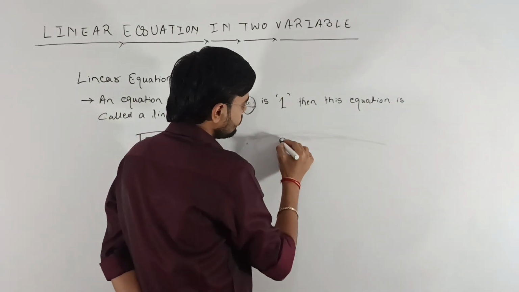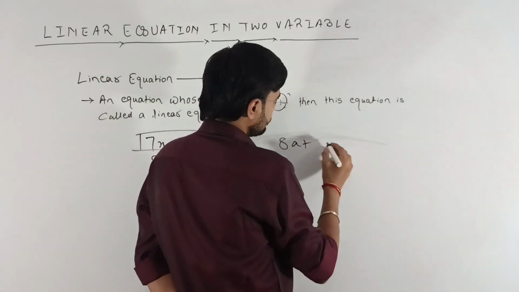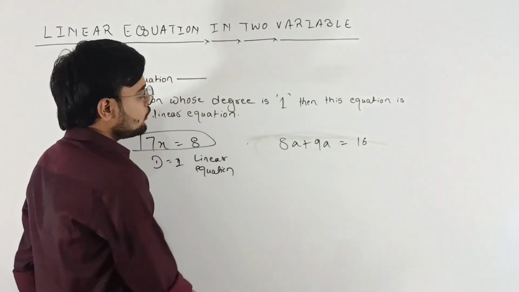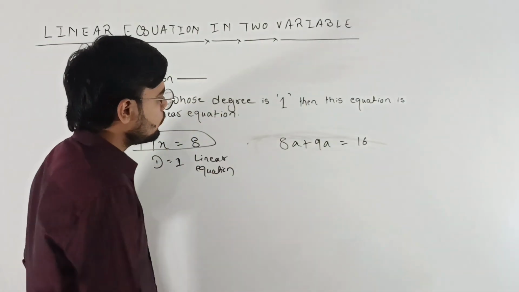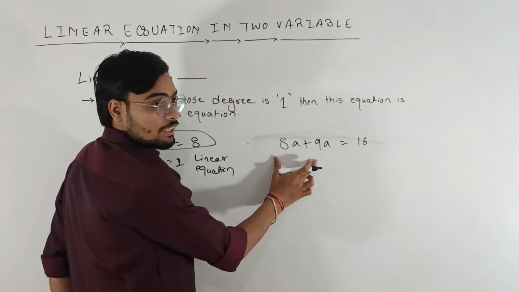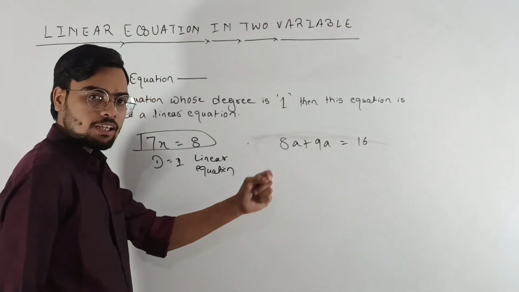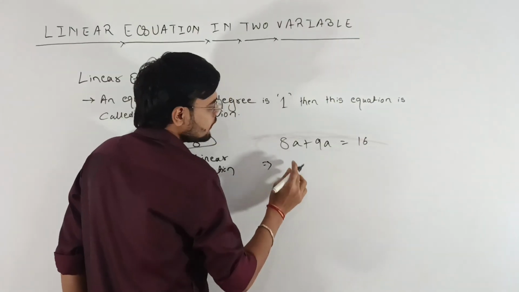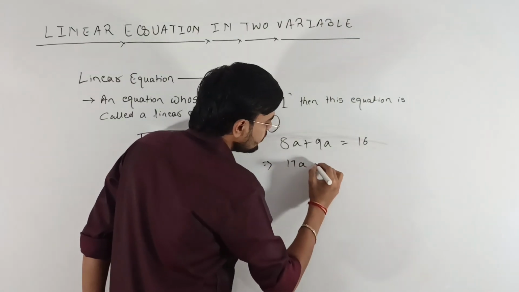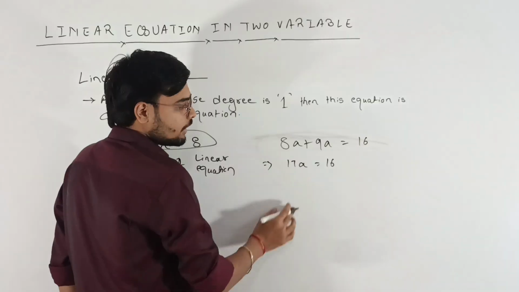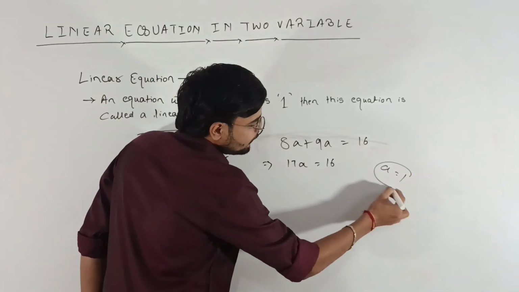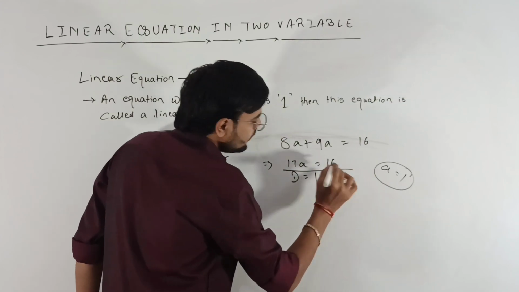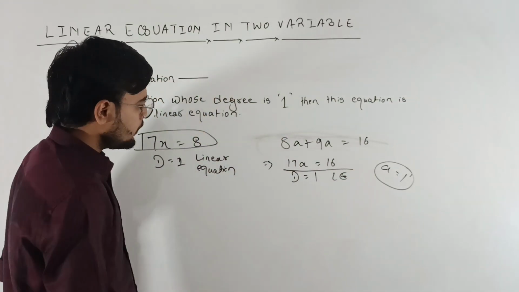Now let's see one more example. We have an equation 8a plus 9a is equal to 16. Now we have to check whether this equation is linear or not. For this, we have to look for the degree, the highest power of the variable. But before checking this, first we solve this. 8 plus 9 is 17a equals to 16. Now we look for the degree. The power of the variable is 1 and 1 is highest, so the degree is 1. When the degree is 1, then this is a linear equation. Understood?